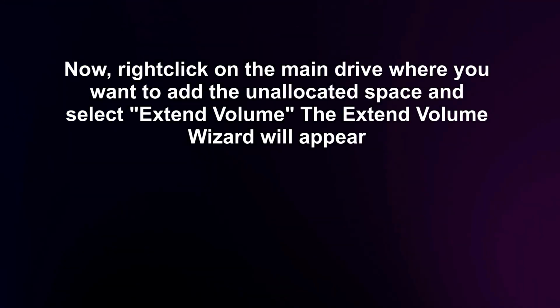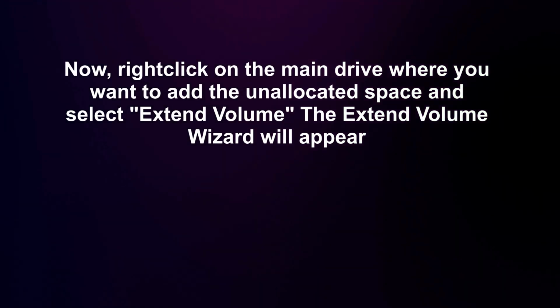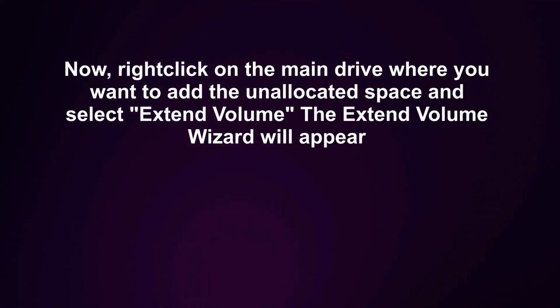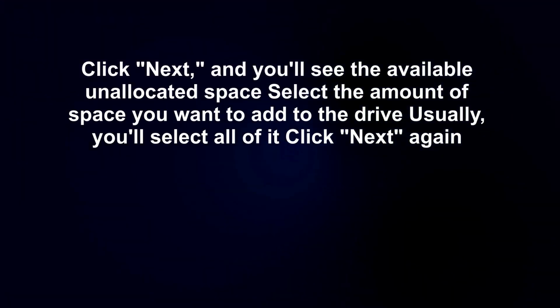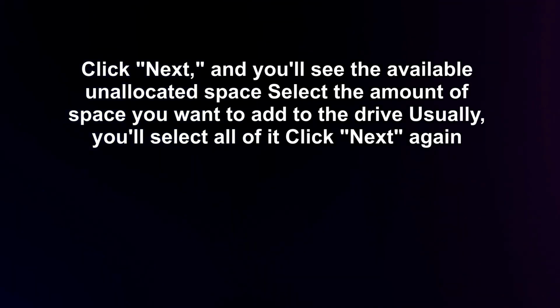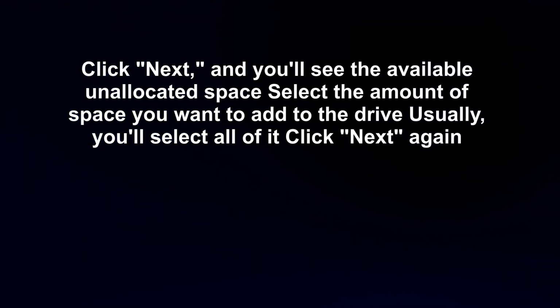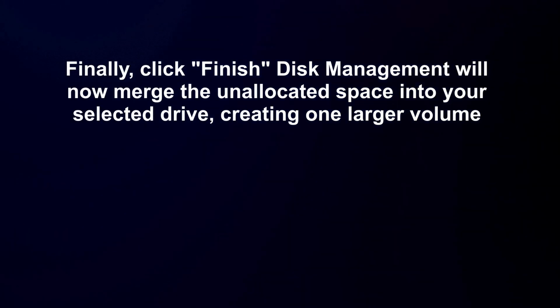Now, right-click on the main drive where you want to add the unallocated space and select Extend Volume. The Extend Volume wizard will appear. Click Next, and you'll see the available unallocated space. Select the amount of space you want to add to the drive. Usually, you'll select all of it. Click Next again. Finally, click Finish.